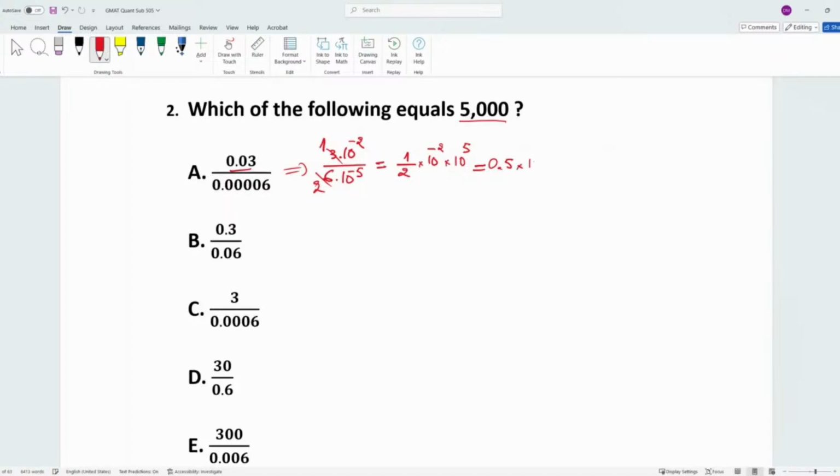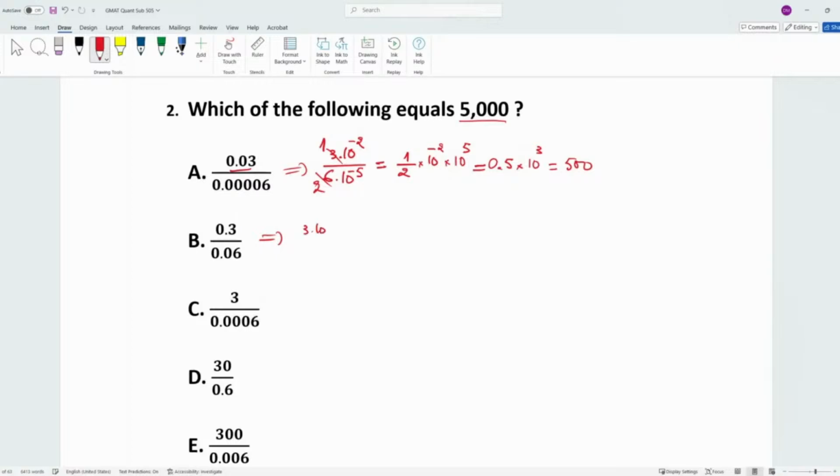times 10 to the power 3, okay, because here it's going to be minus 2 plus 5, which gives us the power 3. And then 0.5 times 10 to the power 3 is equal to 500. So that's basically the logic. Here we're going to do the same thing.